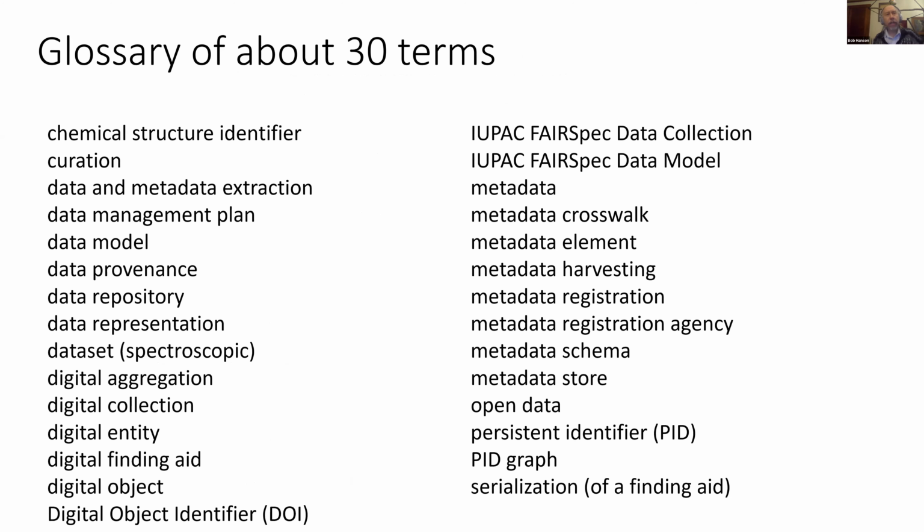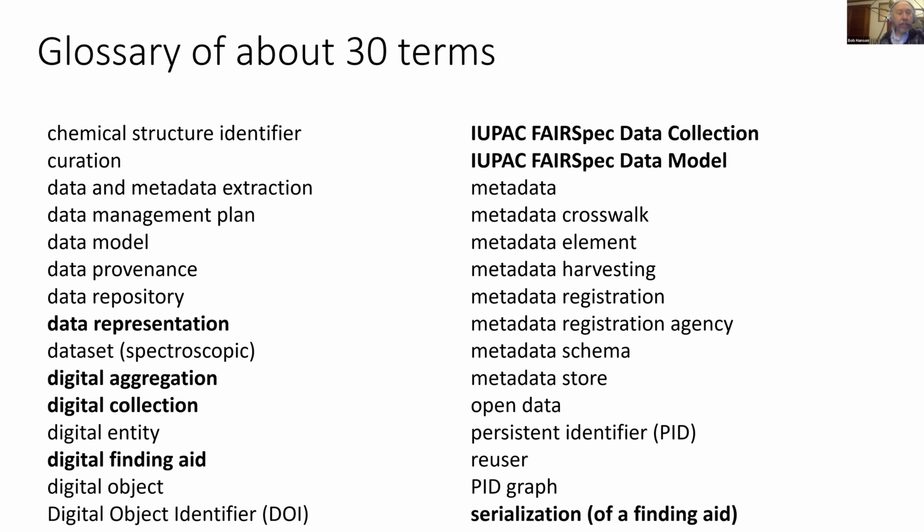Also in this paper is a glossary of about 30 terms that we are using. Most of them are from RDA, but some of them we've invented ourselves. And I'll be using some of this terminology. For example, the difference between a digital aggregation and a collection, what a digital data representation is, something we're calling a finding aid, not a word we hear a lot in this community, but it's big in the area of digital archiving in general. And what we mean by a data collection, an IUPAC FAIR spec data collection. That's really what we're after here.